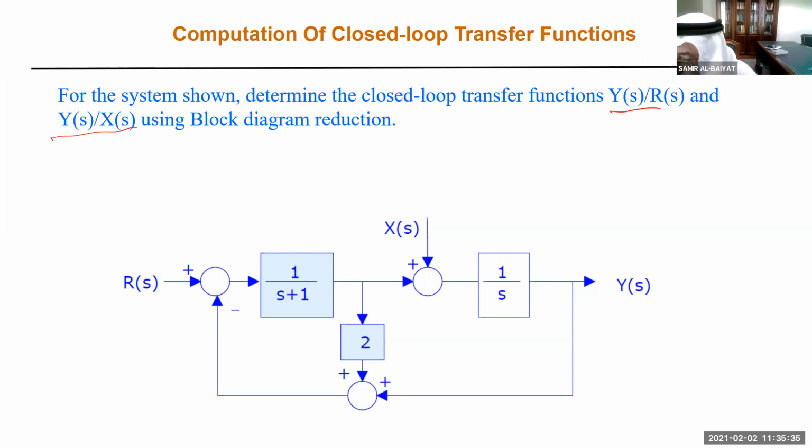So ultimately, if I want to find y over r and y over x, I will use superposition. What does superposition mean? We assume one of them is 0 and find y. Let's assume x equals 0 and find y over r, and later on assume r to be 0 and get y over x. X could be a disturbance or another input. For example, you have a circuit with a voltage source and a current source, or sometimes we have disturbances.